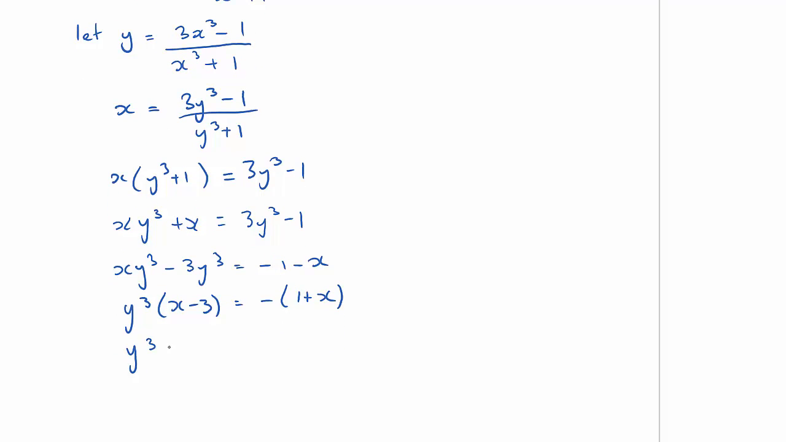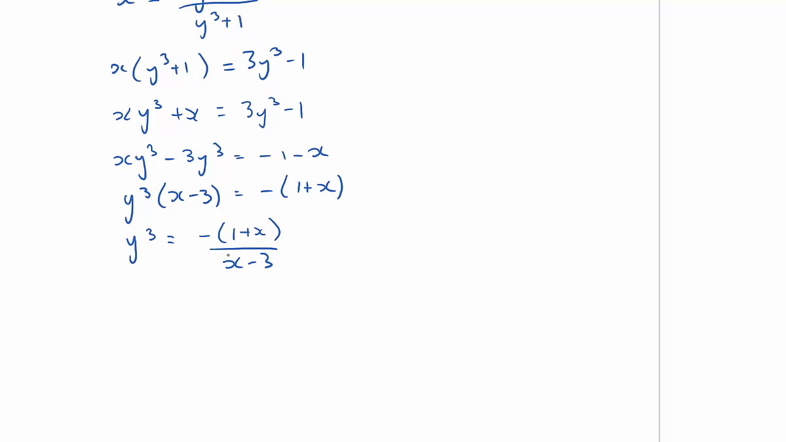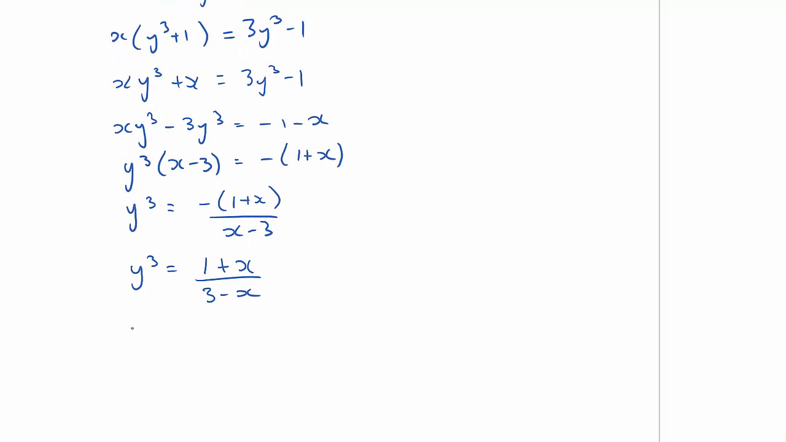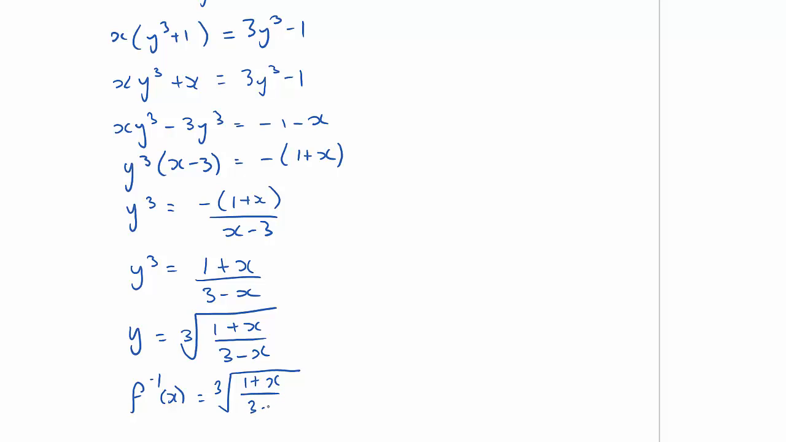So y cubed would be negative 1 plus x over x take 3. You could leave it there, but if I swap the 3 and the x here, I can get rid of that nasty negative. It'll just look a bit nicer. So that's going to be that, and therefore y is going to be the cube root of 1 plus x over 3 minus x. So the inverse function is going to be the cube root of 1 plus x over 3 minus x.